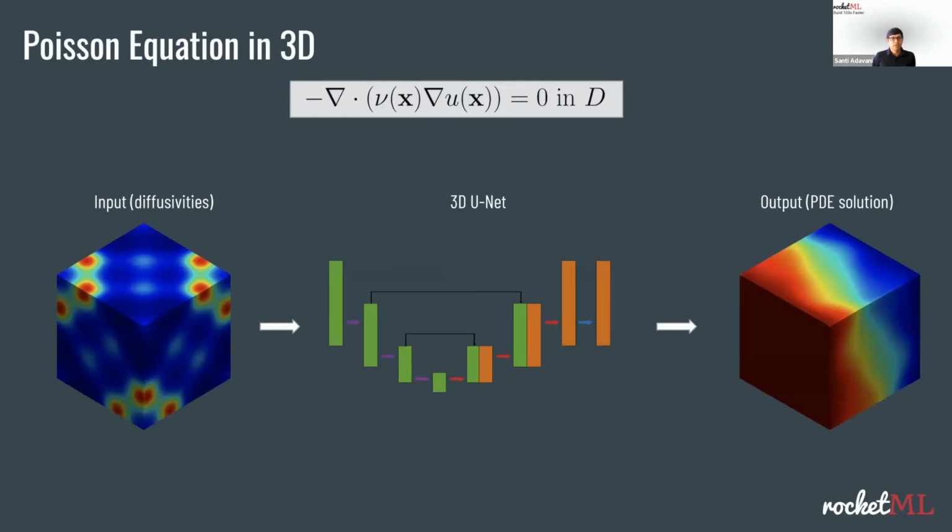Let's take a Poisson equation. I have this steady state diffusion elliptic equation, and I have my input diffusivities, that is my nu in this case, as input to my neural network. In this case, my neural network is a 3D U-Net, and my output is the solution of this, right? So in this case, I'm computing u for the solution.